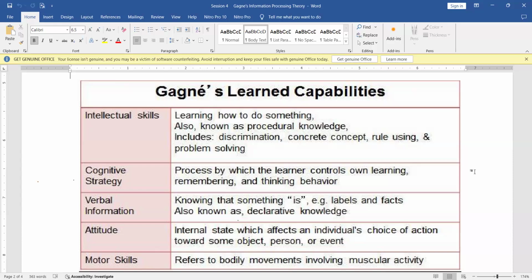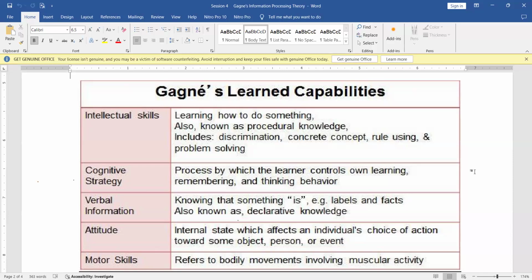So what are the 3 areas of cognitive domain by Gagne? You can read it from the slide: intellectual skills, cognitive strategy, verbal information. Are you listening? Yes, madam. Yeah. Let's see what they mean.